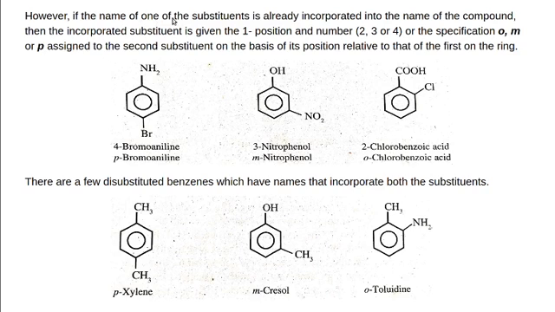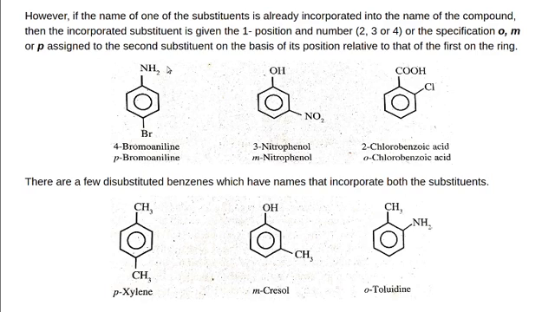However, if the name of one of the substituents is already incorporated into the name of the compound, then the incorporated substituent is given the first position, and the number 2, 3 or 4, or the specification ortho, meta or para, is assigned to the second substituent on the basis of its position relative to that of the first on the ring. That means in this compound, 4-bromoaniline, also known as para-bromoaniline.